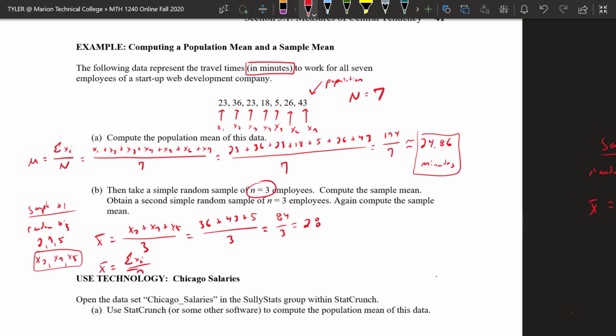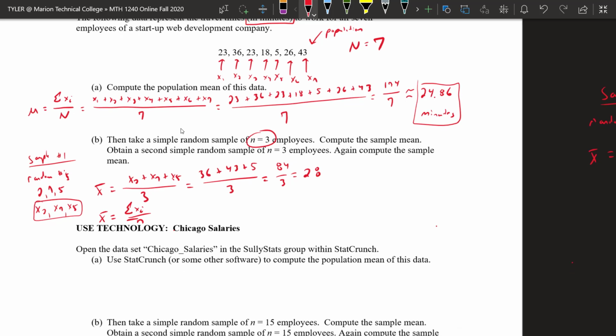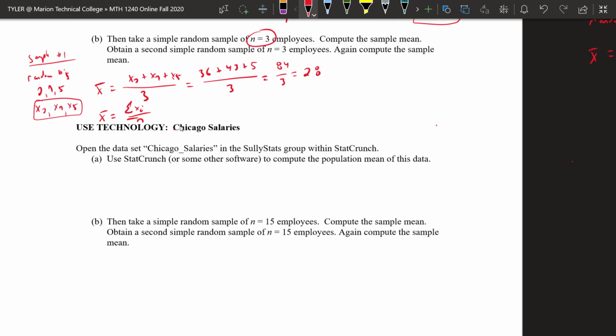So that's something to pay attention to that we're going to use throughout the class: the idea of taking a sample from the population, and we're getting different values, and so those are going to vary. They're not always going to be the same.